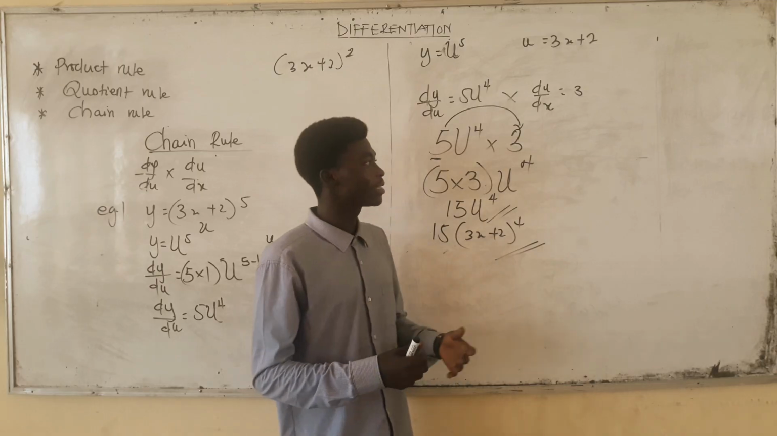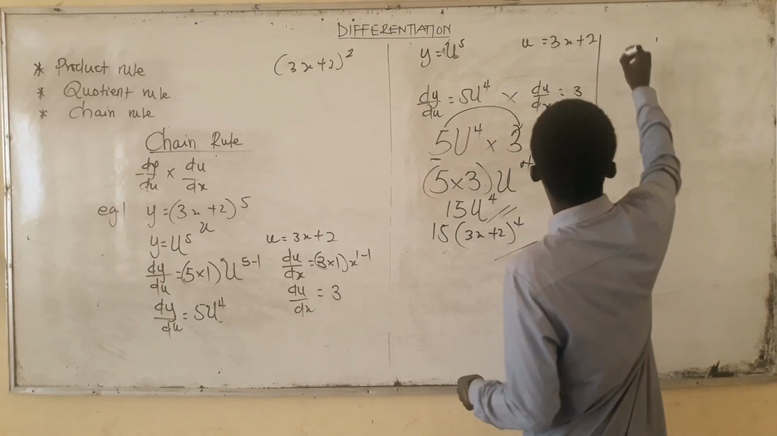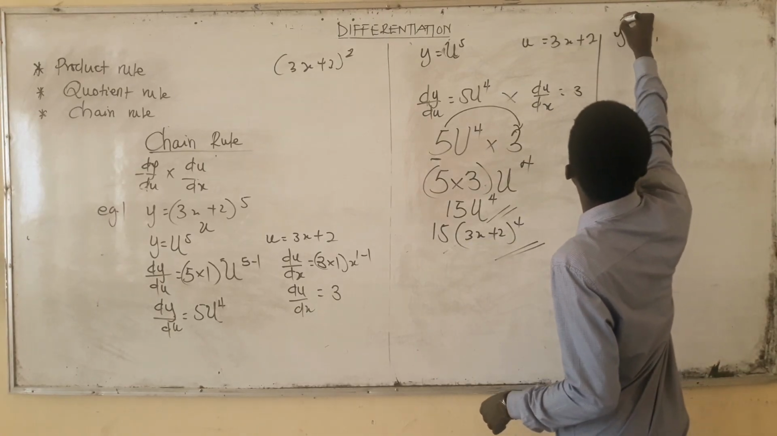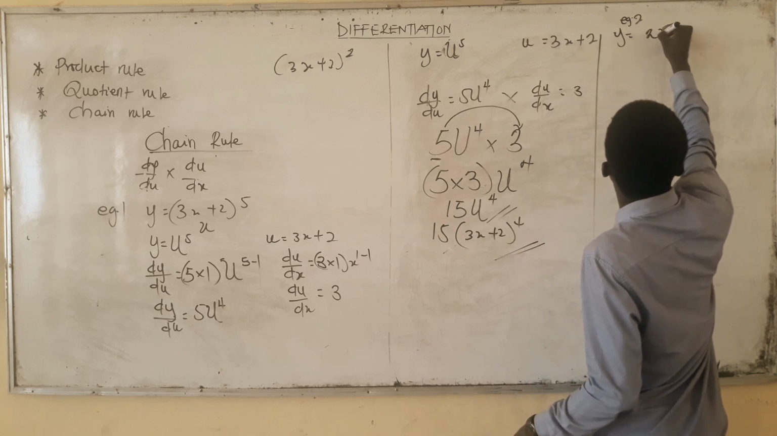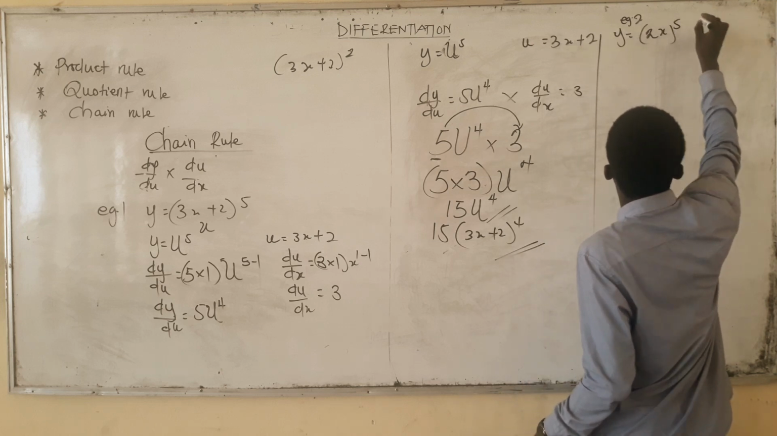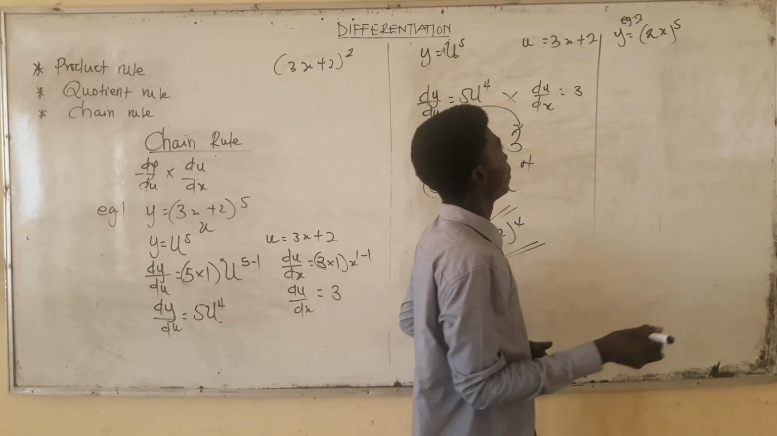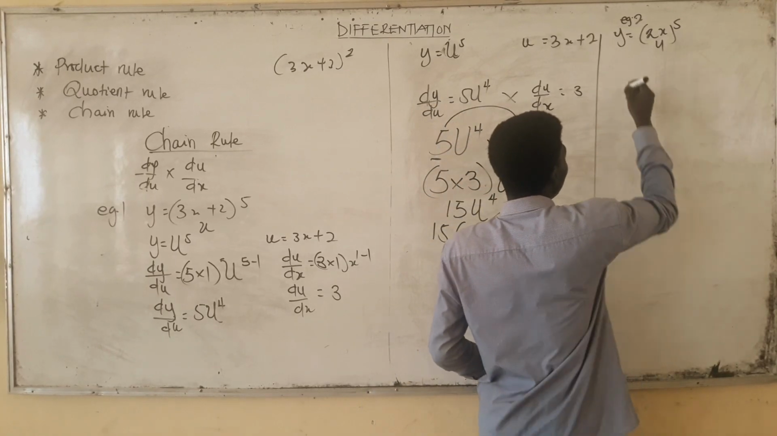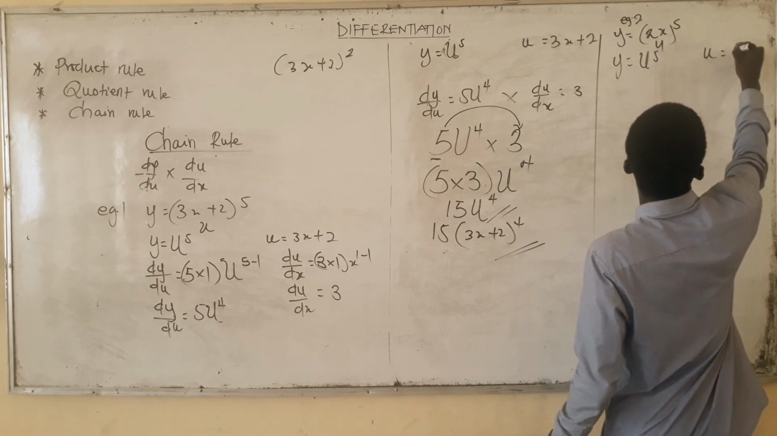So now let's look at the second question. We have the second question to this example 2. We have 2x with the power 5. So very simple like this. Okay, now let's solve. We know that this is our u, so y is equal to u with the power 5, and then our u is equal to 2x.